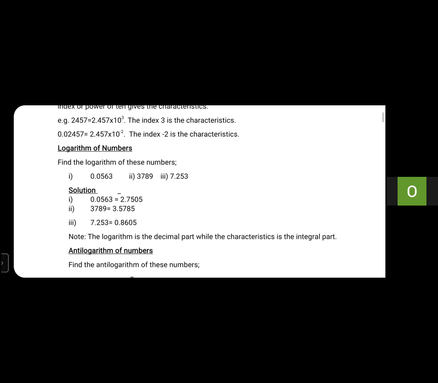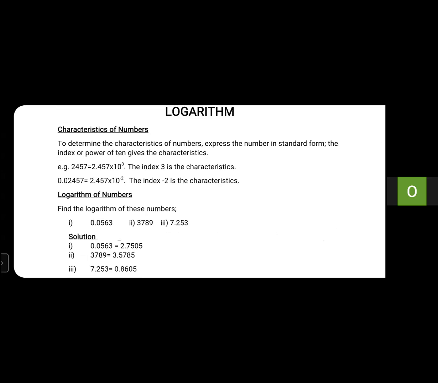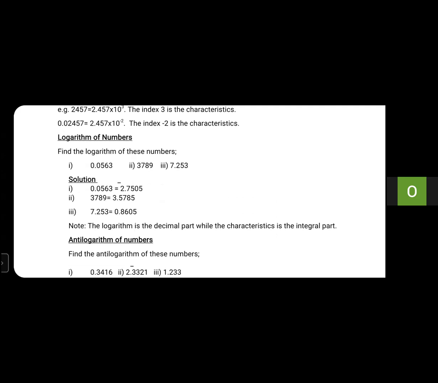Now the bar 2 is called the characteristic part. That's the characteristic we explained above, that when you write it out in standard form, the index of the standard form, the power of base 10, is the characteristic. Now the digits after the decimal point, which is 7505, is called the Mantissa. That is always the number we check under our logarithm table. Do you get that? Yes, sir.